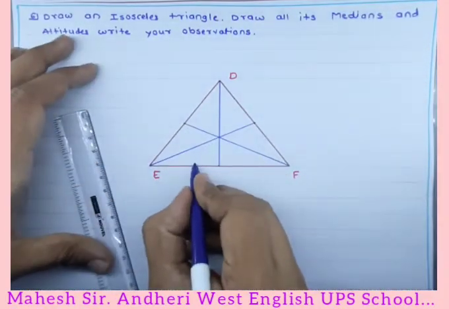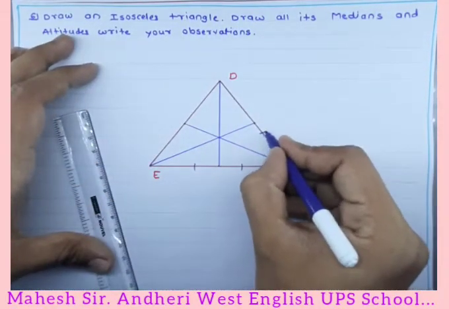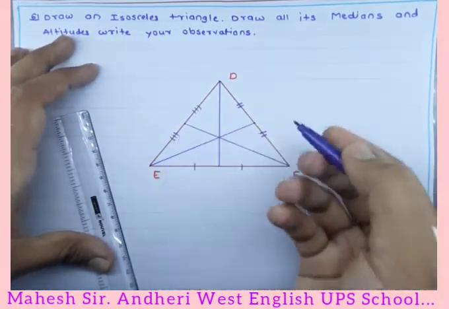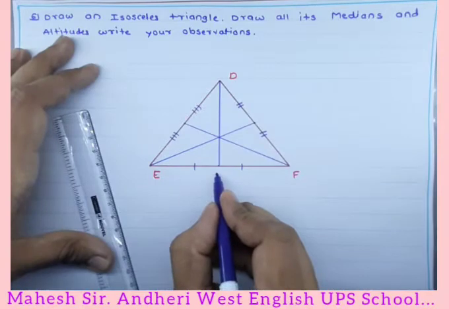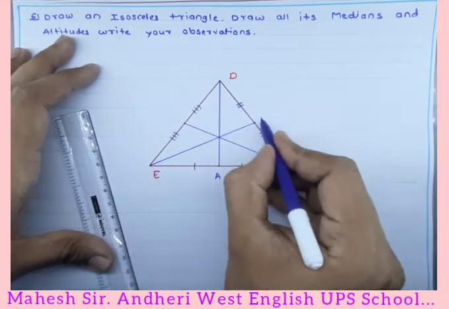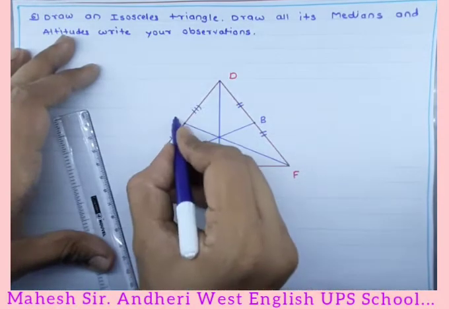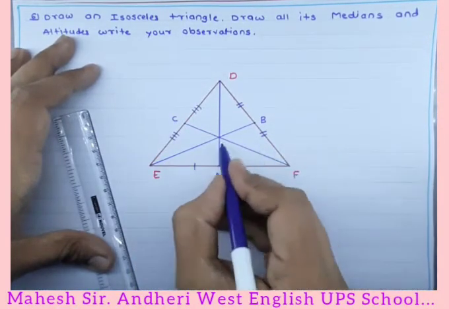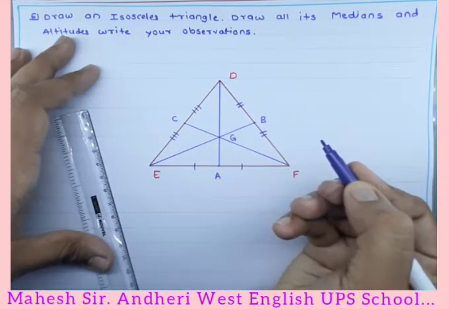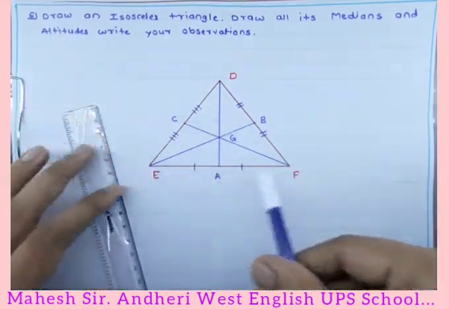I will name it. So suppose D, this is A, then E, this is B, and F, this is C. And this point is called G, that is the centroid. So these are the three medians.